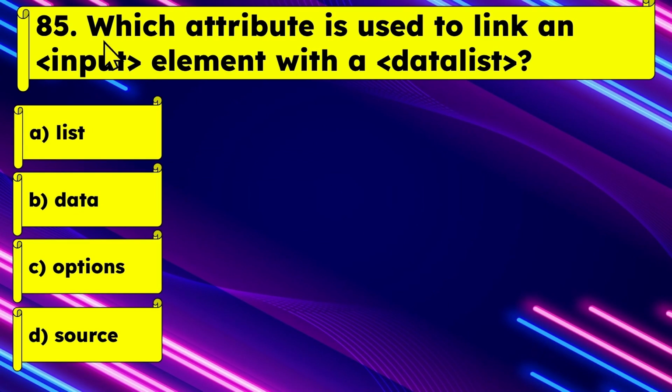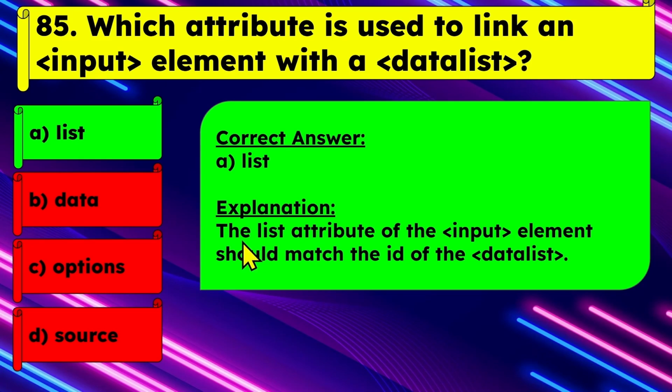Next question is, which attribute is used to link an input element with a datalist? Option A, list. Option B, data. Option C, options. And option D, source. So here the correct answer is option A, list. You can see the list attribute of the input element should match the ID of the datalist.